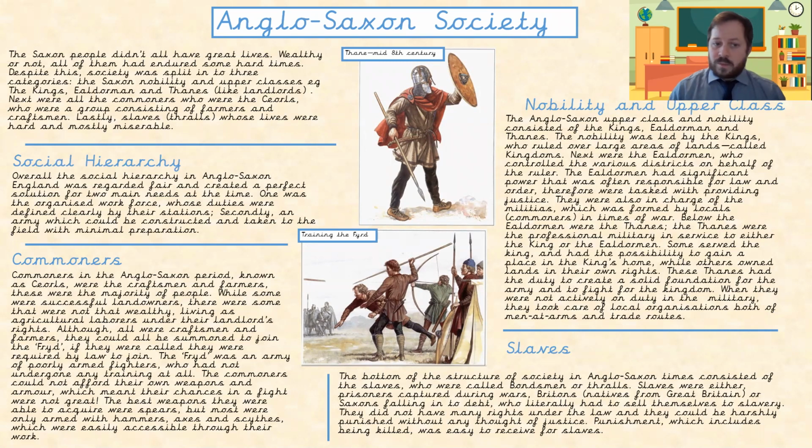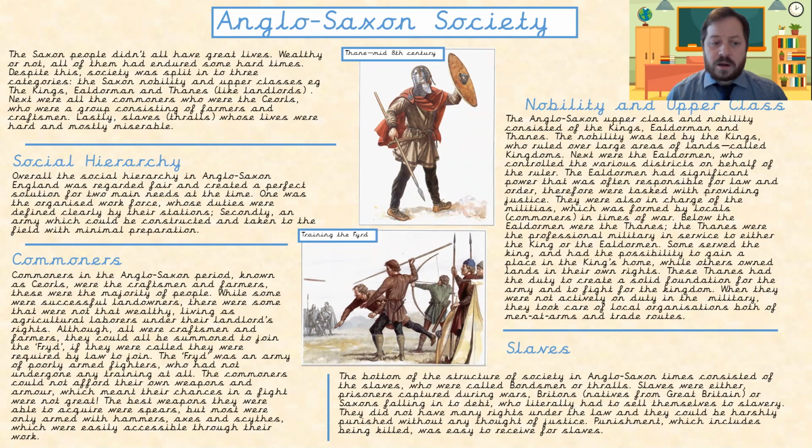Commoners. Commoners in the Anglo-Saxon period, known as ceorls, were the craftsmen and farmers. These were the majority of people. While some were successful landowners, there were some that were not that wealthy, living as agricultural labourers under the landlord's rights. Although all were craftsmen and farmers, they could all be summoned to join the fray. And if they were called, they were required by law to join.